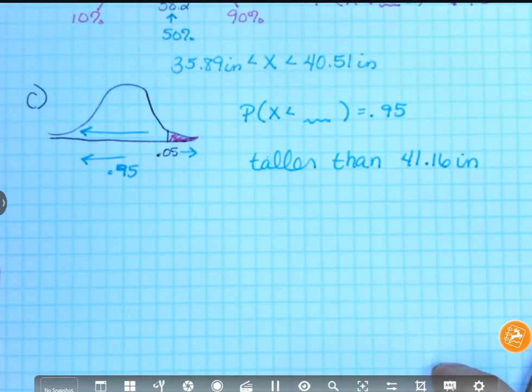Yeah, because if I say shorter than 41, because they want to know at least how tall, you want to be taller than the 41. You want to just make sure that your context is clear. Okay?